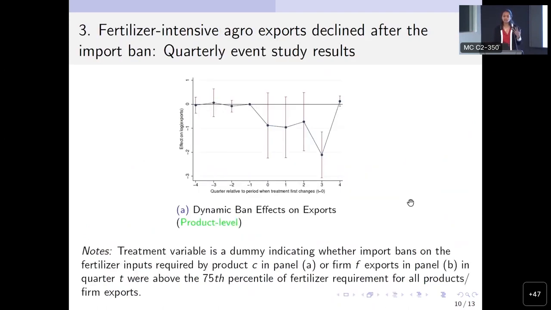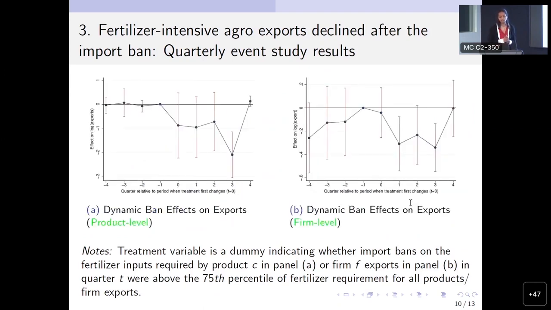So first, I show you the results of our product level event study. It is very important to note that here we are showing the results of the event study using quarters, not months, because you might imagine that it takes some time for the effect of the import ban to show up on exports. So we're looking at quarters. And here you can see that after the ban on fertilizer imports, there was a decline of agricultural exports in the first 3 quarters in the data. And this decline was about 88% around those 3-4 quarters.